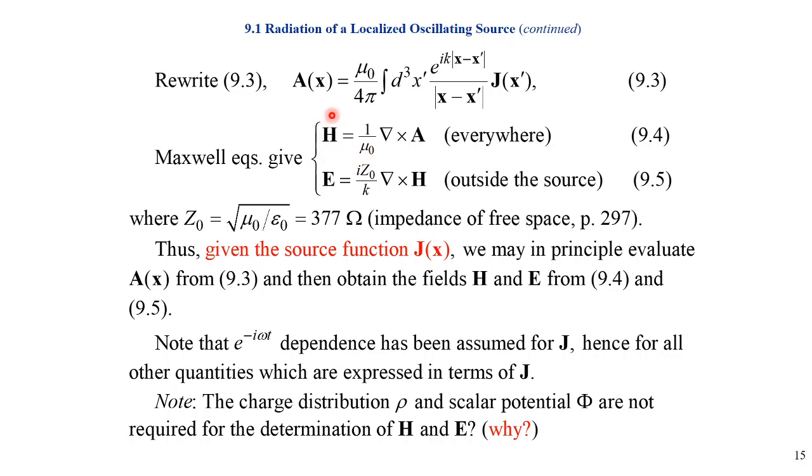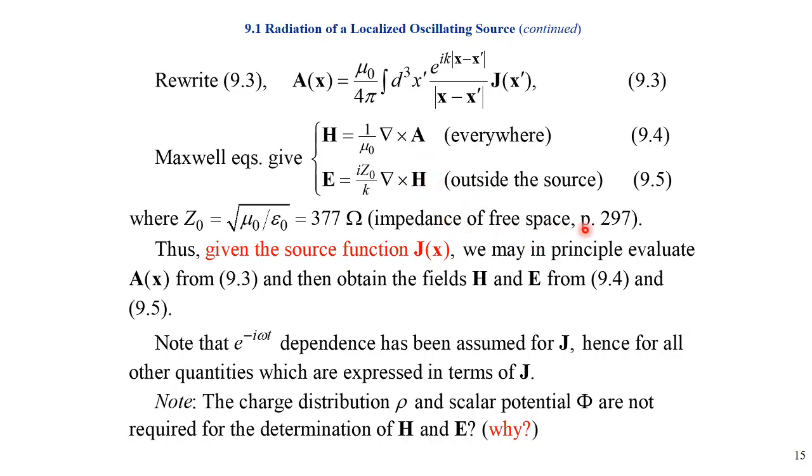In that case, B field equals curl of A. So H field equals 1 over mu 0 curl of A. That's everywhere outside the source. Yes, even close to the source, the same. And E field, because it's radiation, we can calculate with this relation: E equals curl of H, up to a factor.